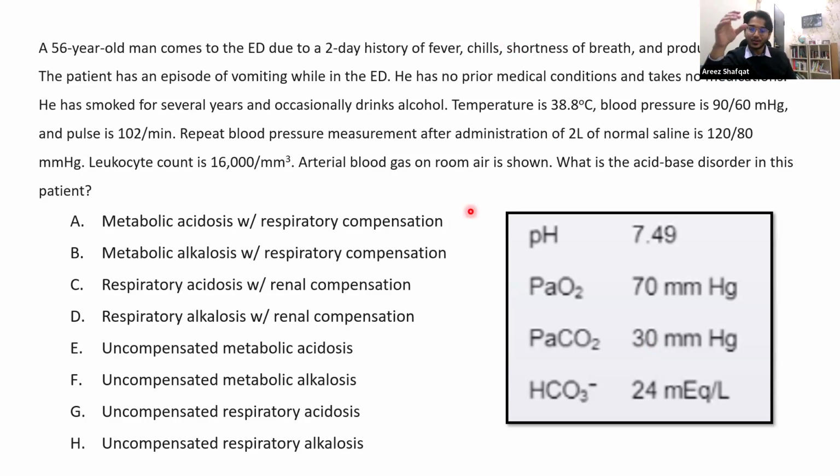The way we do that chronically is that for every 10 change in PaCO2, you would have a 4 change in bicarbonate. Because this patient is alkalotic, his PCO2 is down, so you would expect bicarb to decrease as a compensatory mechanism. If his change in PaCO2 is 10, his expected change in bicarbonate would be 4. So his expected bicarbonate should be 20, but it's 24.